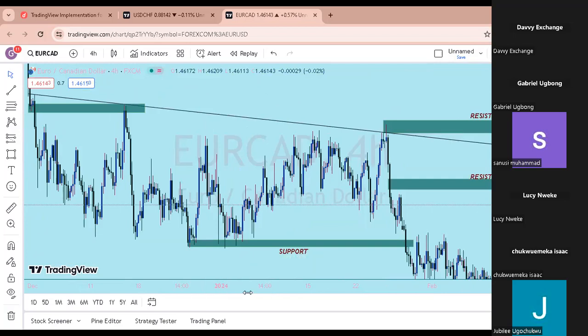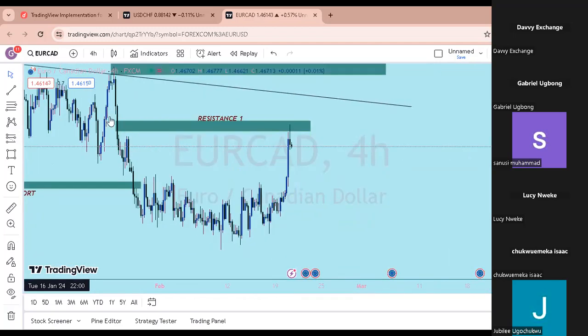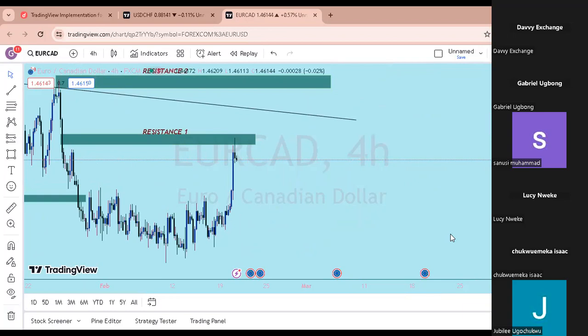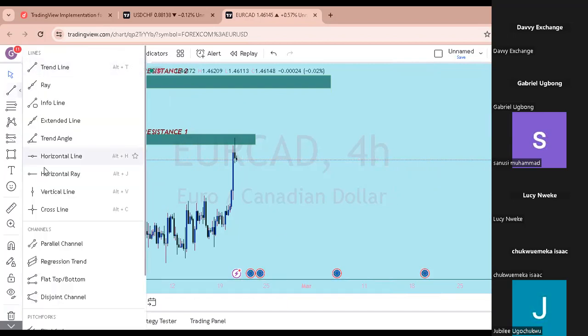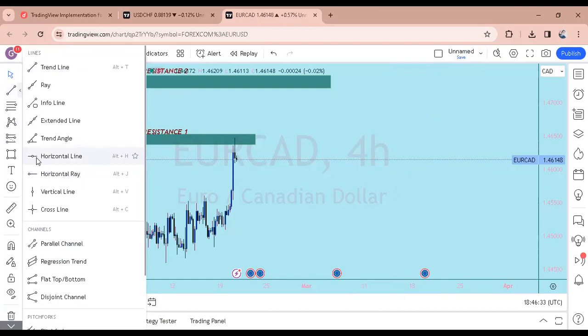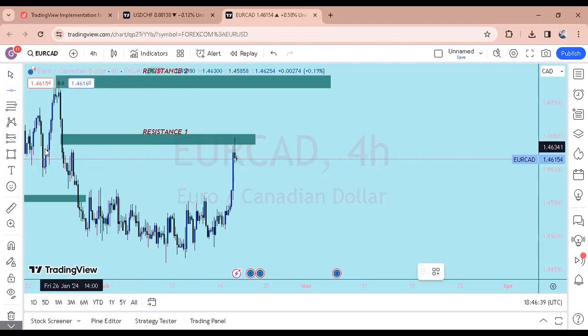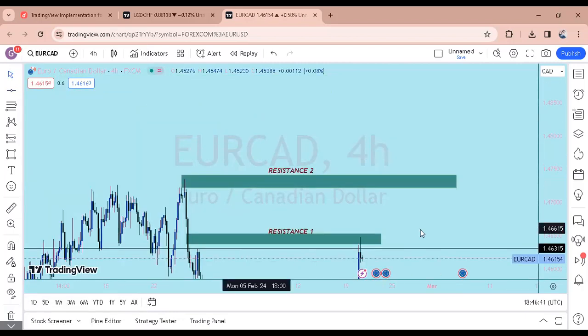Let me not miss my target. I'm going to delete that. I can delete this tool by clicking and holding, or I'll click the delete button. So you have your trend line tool, and you have that horizontal line too. And remember, I told you the horizontal is used to mark your resistance. That is the fastest tool.